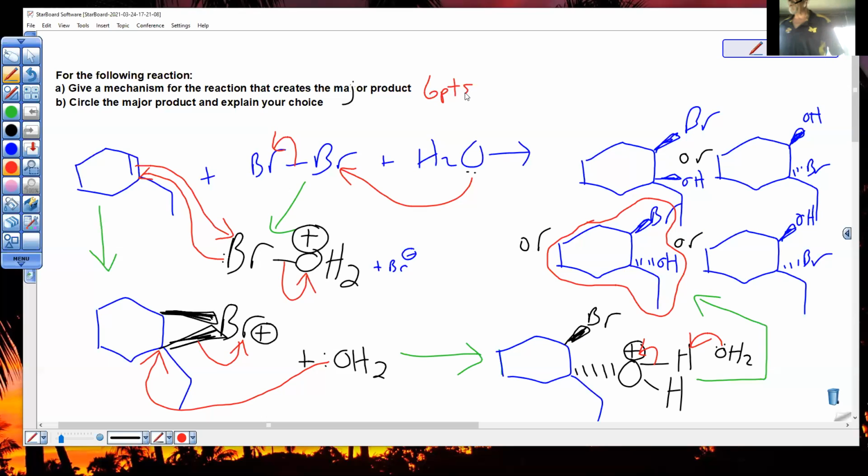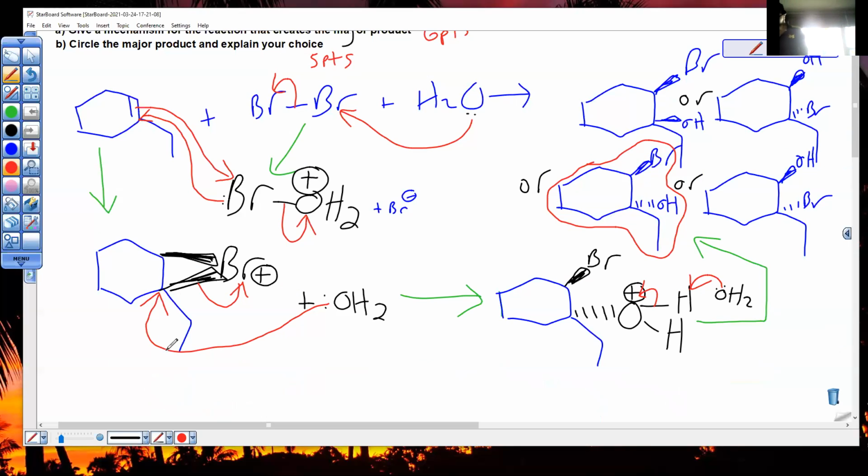So mechanism is worth 6 points. Explanation here is worth a little more than normal because we have to explain 2 things. I don't know if 5 points is good. Might be too much. You have to explain why the bromine is on the less substituted carbon and why the oxygen's on the more substituted carbon. That's one thing to explain. And that has to do with the fact that we attacked the carbon that spent more time with a positive charge. I'm gonna say that right now. Oxygen ends up on the carbon.